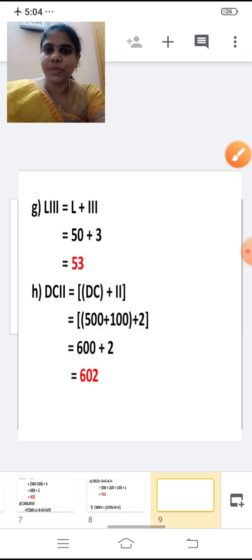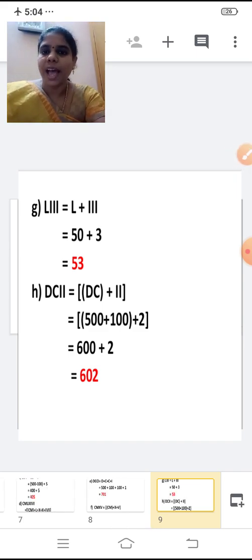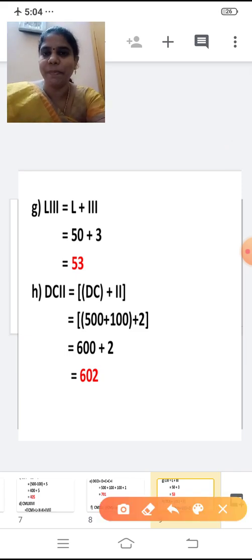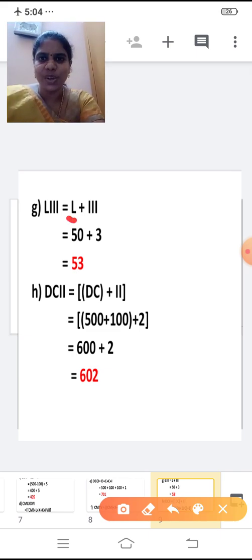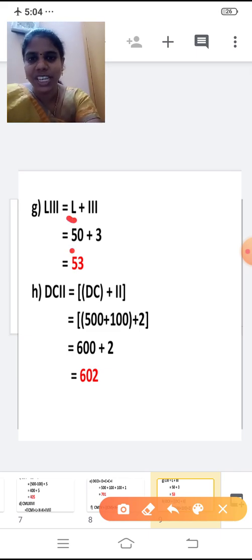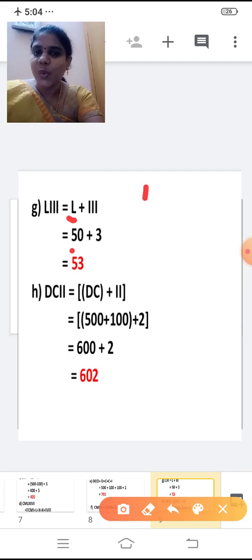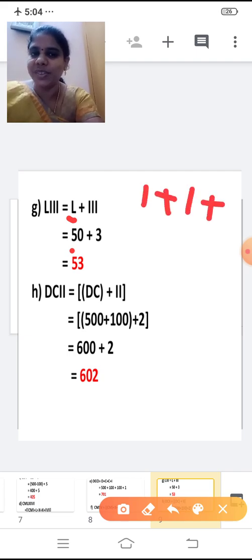Next one. Copy this, children. LIII. See here, the smaller one is placed after the larger one, right? So now add all together: L plus I plus I plus I. You can do it like this: L plus I. What is the value of L? Now tell me the value of L. Yes, 50 plus I, 1 plus 1 plus 1.